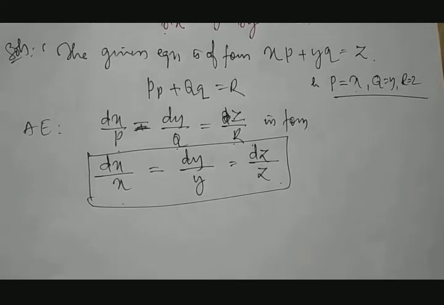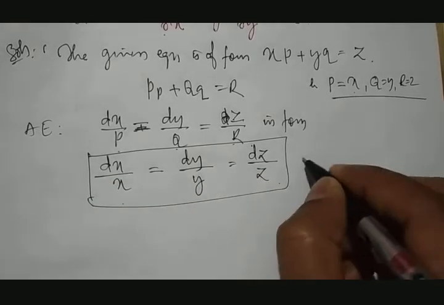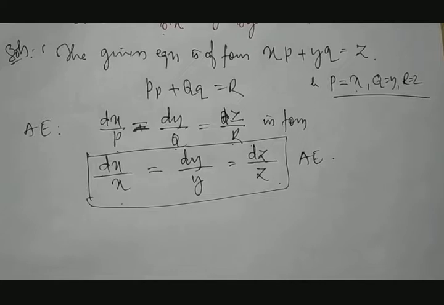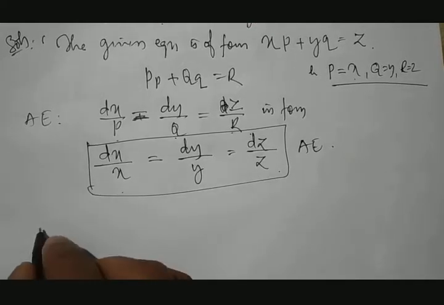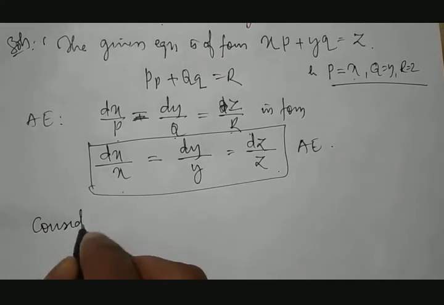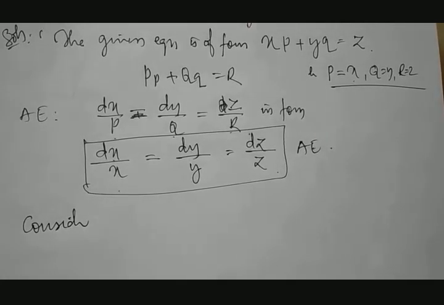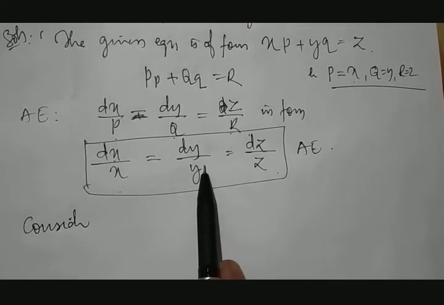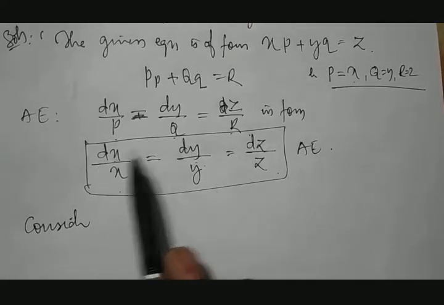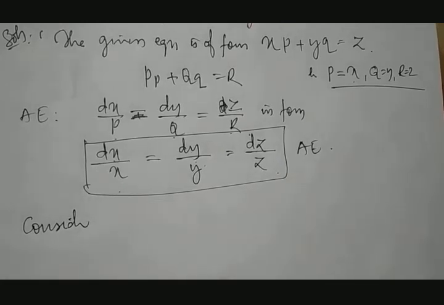Two sets we need. One is u of x y z equal to c1, and the other one is v of x y z equal to c2. Therefore, these are called auxiliary equations. Then what to do? First, to get the first result, consider any two combinations. Any two combinations means any two relations. Either you can take first and second, or second and third, or first and third. It doesn't make any difference.